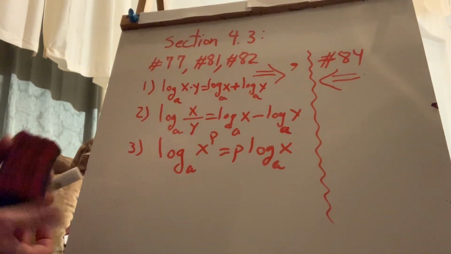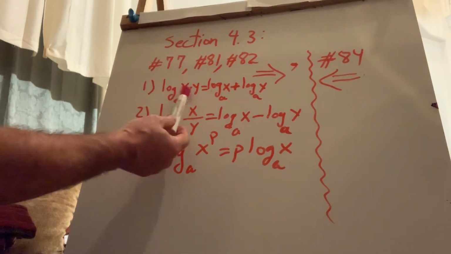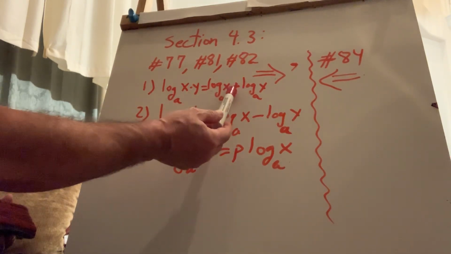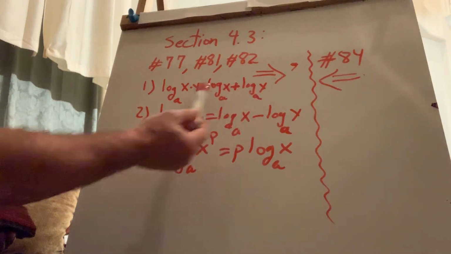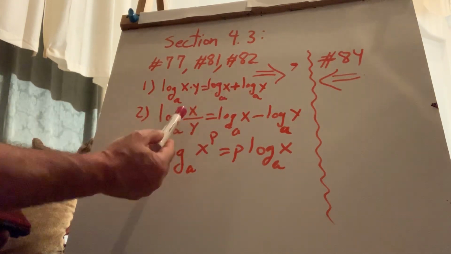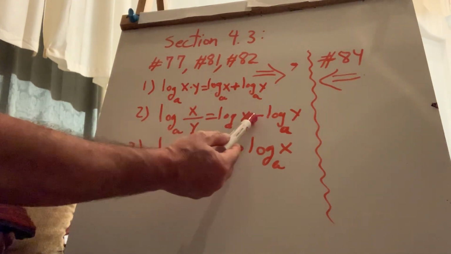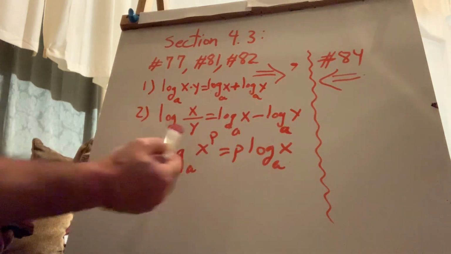So bottom line, before I erase them, this is basically what it tells you. Log of the product, you can write as sum of their logs. In other words, log of the first factor plus log of the second factor. So log of the product, sum of their logs. Log of the quotient, difference of their logs, meaning log of the top minus log of the denominator.